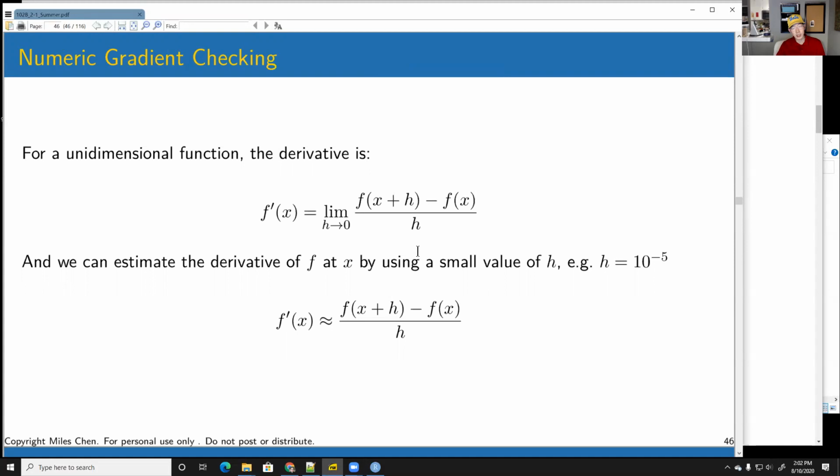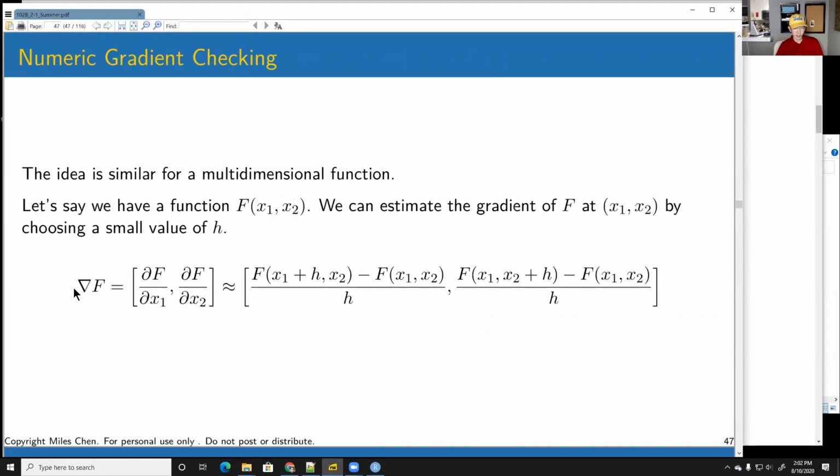The basic idea is that the definition of the derivative is the limit as h goes to 0. If you get rid of this limit and just use a small h, like 10 to the negative 5 or something, then you'll get an approximation of the derivative. That's basically all we're going to do here. We're going to say, if you've got some gradient function here.